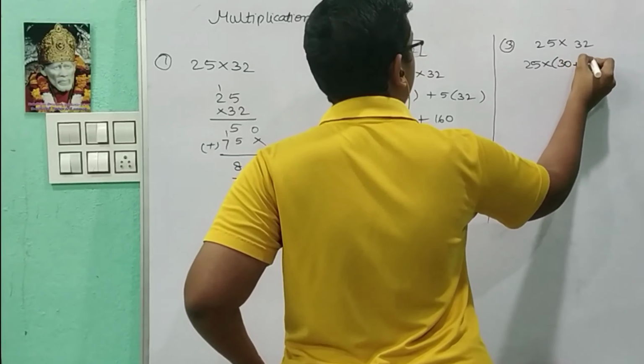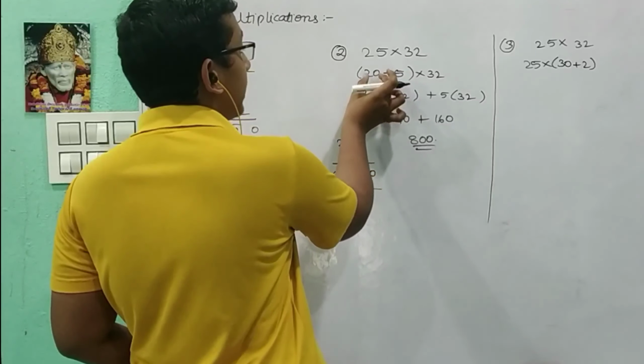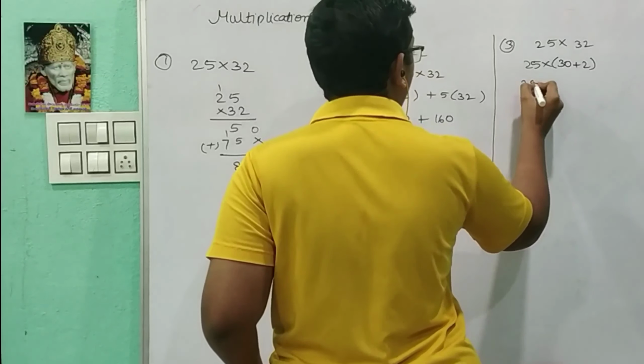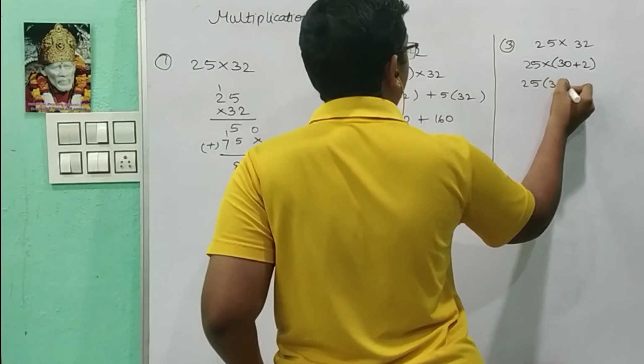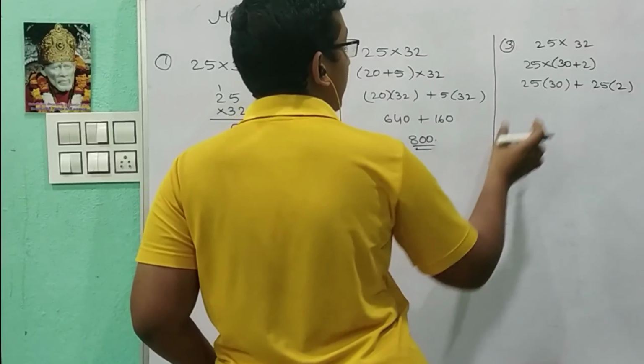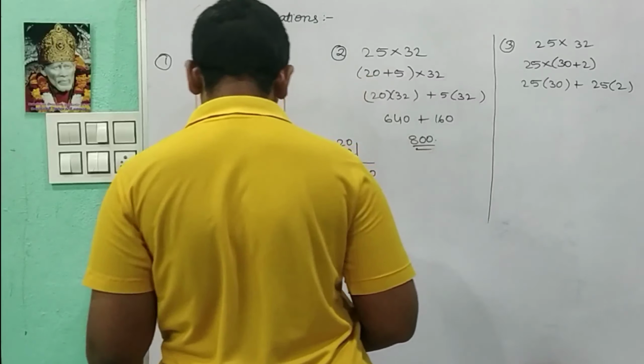Okay, I am going to take it in this way. Here I wrote 20 into 32 and 5 into 32. So as before, it is 25 into 30 plus 25 into 2. Okay, same. Now do the multiplication for this.